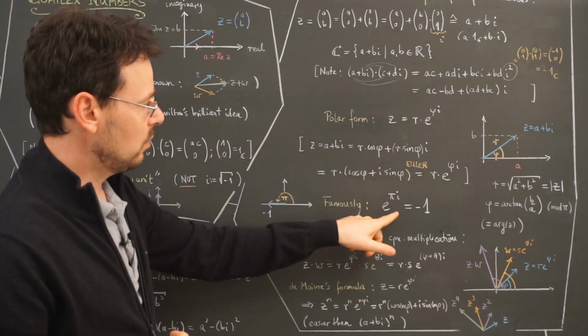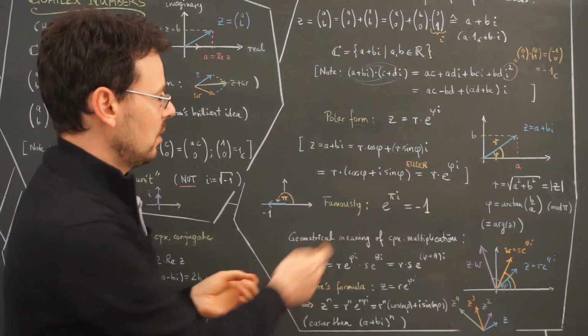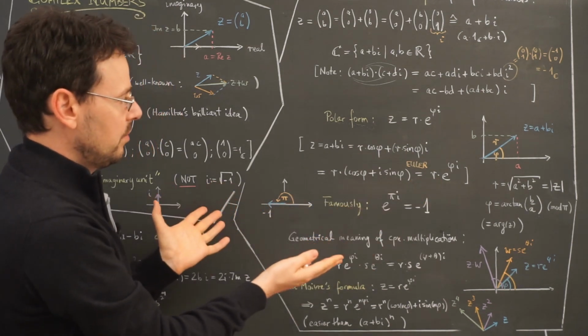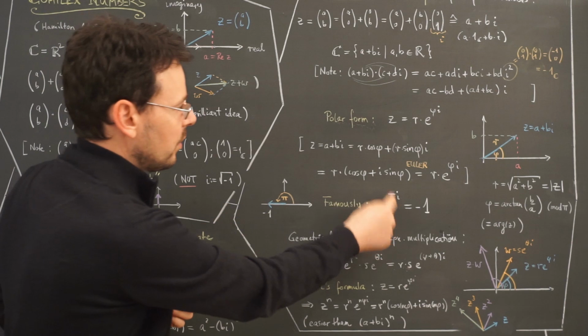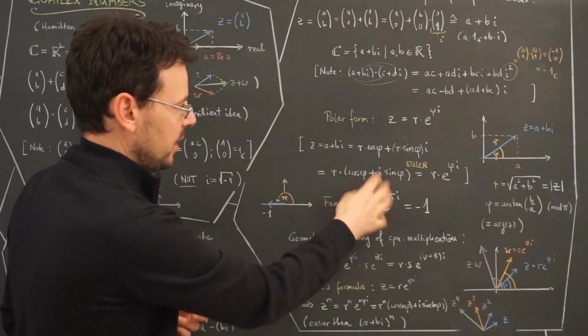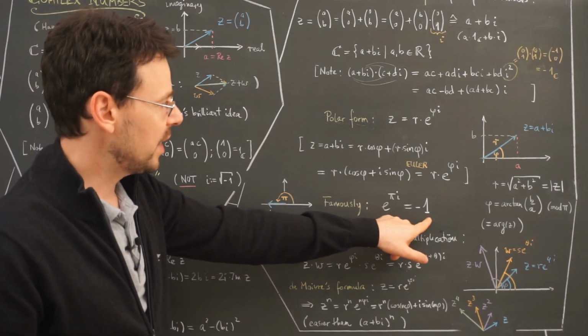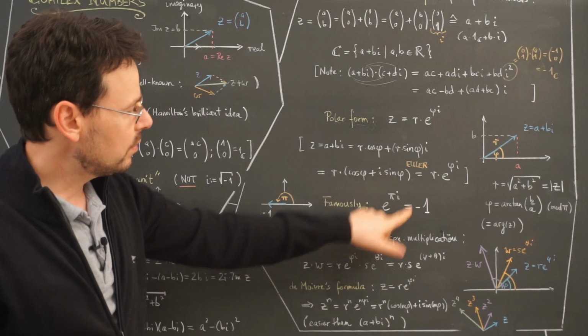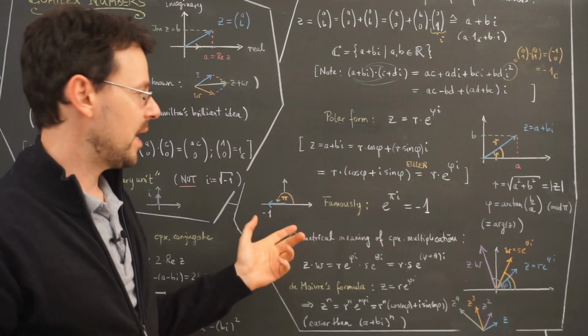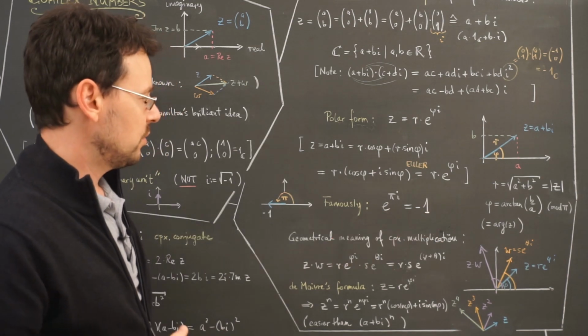The length will be 1, because here's a 1. And then this here tells me this must be minus 1, either geometrically or you plug in pi here. Cosine pi is minus 1, sine of pi is 0, so you get e to the pi i is minus 1. Three of the most important numbers of math, e, pi and i, are combined in this beautiful formula.